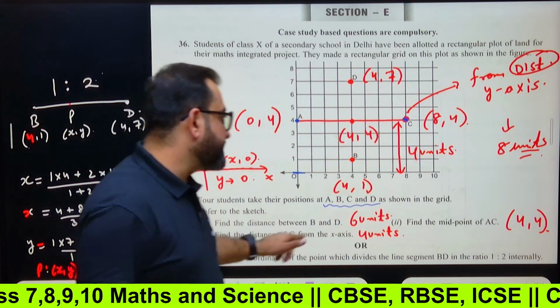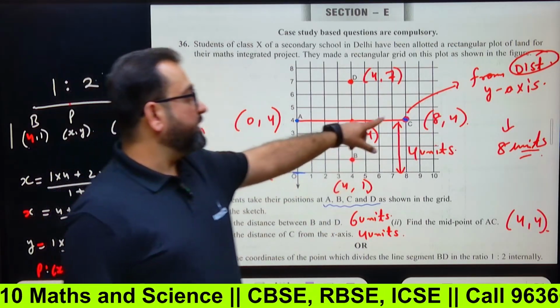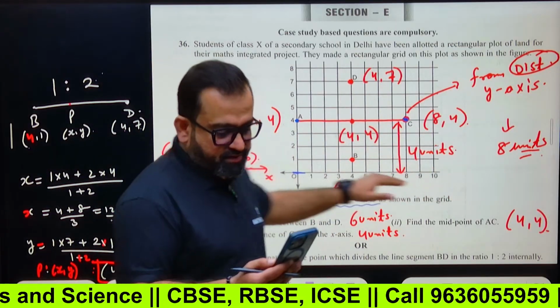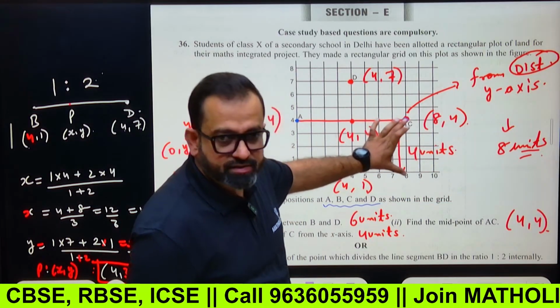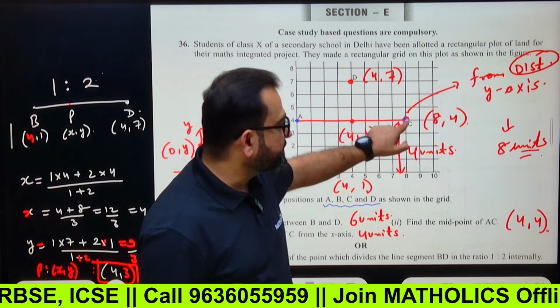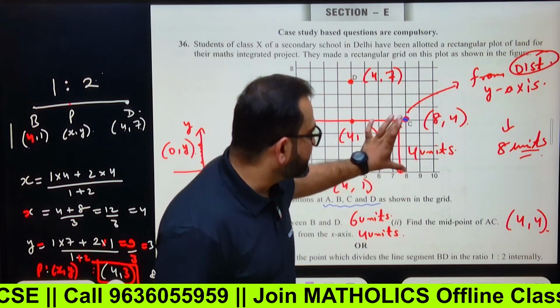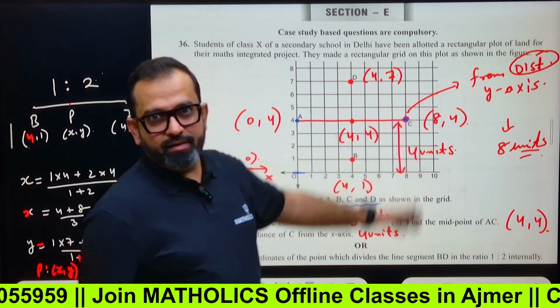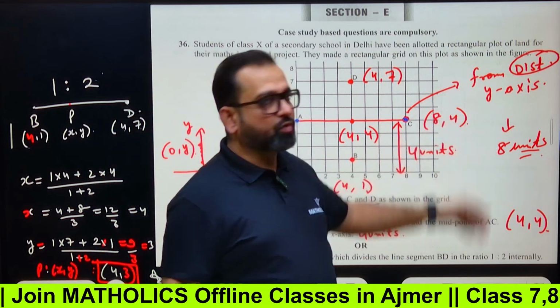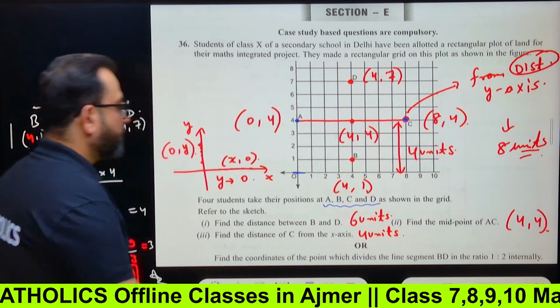Now find the distance of C from the x-axis. This is the x-axis and you have to find this distance. What is the distance of C from the x-axis? This is the vertical height, and the y coordinate will be the vertical height. What is the y coordinate? It is 4. So 4 units from the x-axis, right?